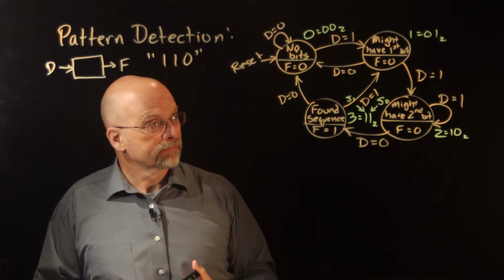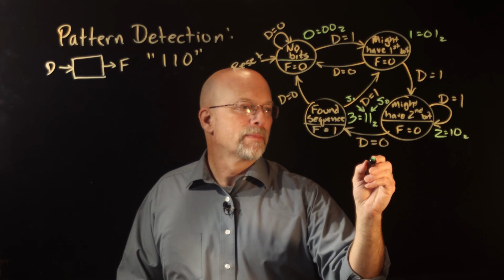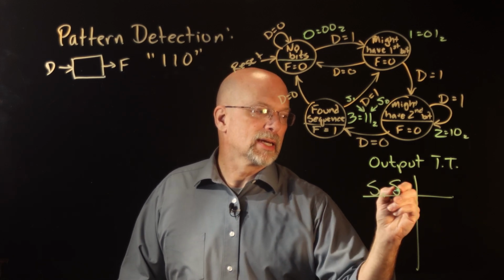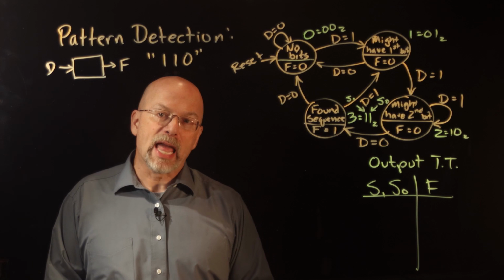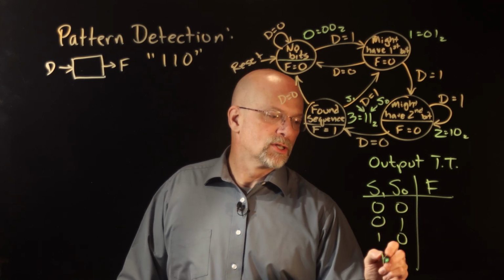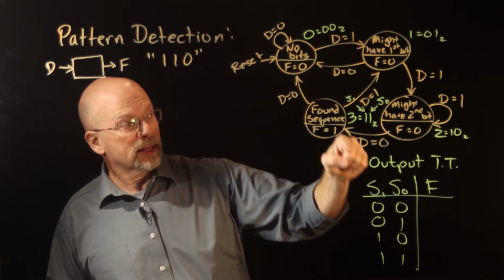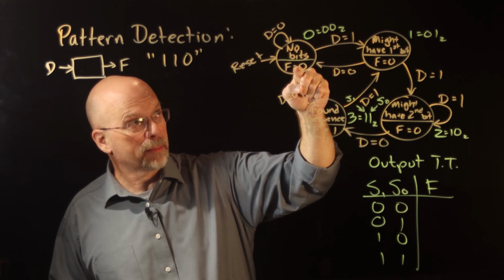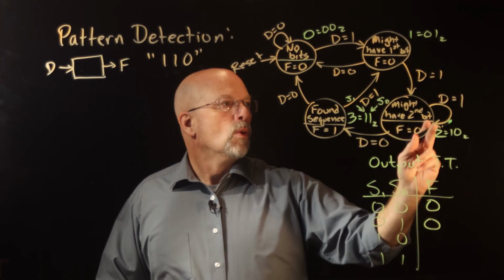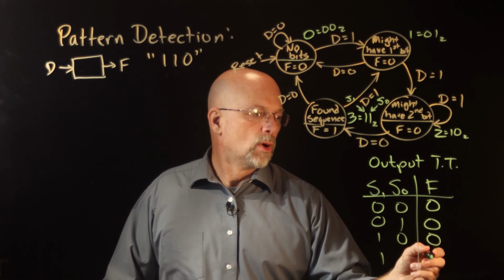All right, guess it's truth table time. The first truth table we're going to make is our output truth table. The output truth table for a Moore machine takes the current state, S1, S0, and we're making a truth table to figure out what the output F looks like. Now, I've got 2 inputs. That's 4 possible patterns of ones and zeros. And remember, because it's a Moore machine, the output depends only on the state. So we've got a direct mapping from the state number to the output. So 0, 0 outputs a 0. 0, 1 outputs a 0. 1, 0 outputs a 0. And then 1, 1 outputs a 1.